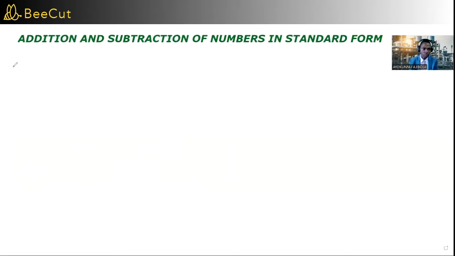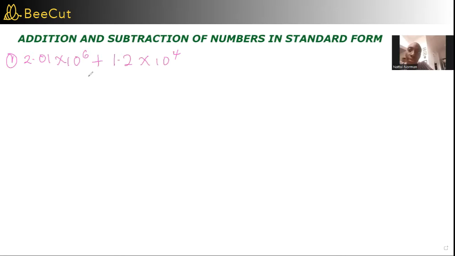numbers in standard form. Let's assume you have a sample. You want to add these numbers together: 2.01 times 10 raised to the power 6 plus 1.2 times 10 raised to the power 4. Now, are you with me? Yes, sir. So, do you think I am correct if I just add 2.01 and 1.2 together? No.